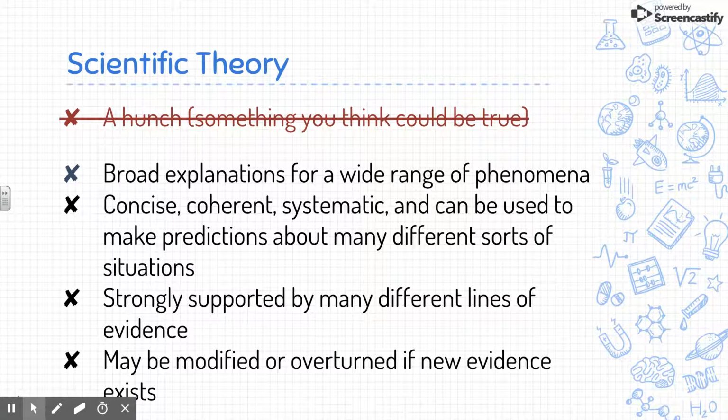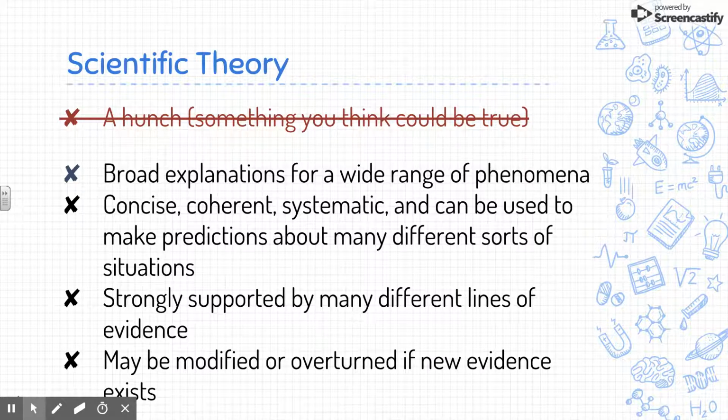A scientific theory is something that people often think about as a hunch, something that people think might be true. This is not the case in science. Theories have broad explanations for a wide range of phenomena, things that we observe. They're usually concise, coherent, or easy to understand. They're systematic, and they can be used to make predictions about many different sorts of situations. They're strongly supported by many different lines of evidence.